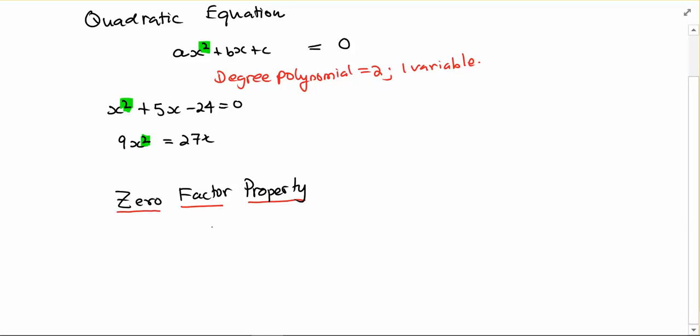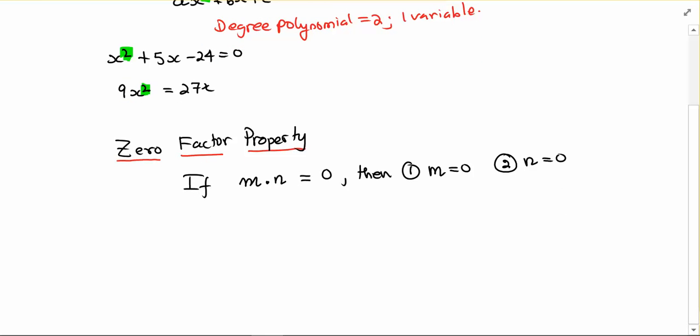It says that if m times n, now these are symbolic for two things that are multiplying each other, is equal to 0, then we can conclude 1, m is equal to 0. This can happen if m is equal to 0, or 2, if n is equal to 0. Now it is important that it be 0, not 1, not 2, and so on and so forth. So if m times n is equal to 0, then this is the conclusion we can come to. Now how does this help us solve equations?